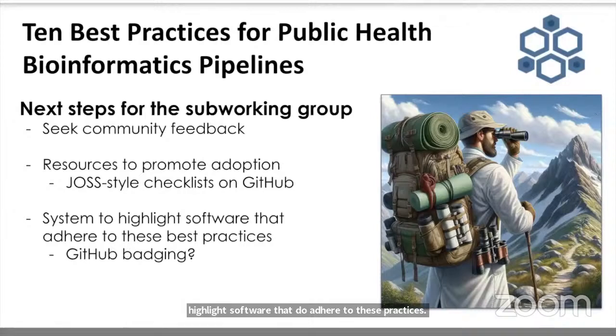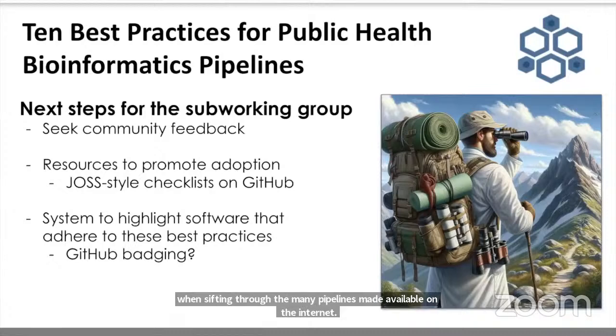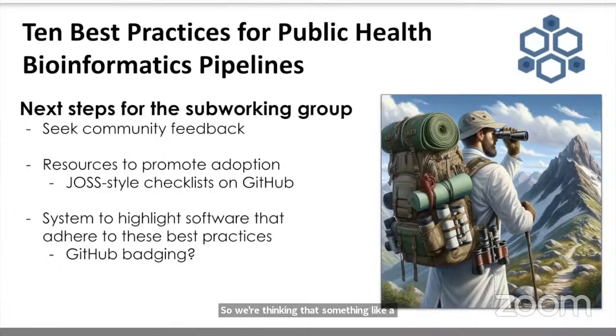This might be something we could accomplish with GitHub badges and may be most relevant to pipeline users within public health laboratories. For example, when a lab is looking for a pipeline that serves a specific function, it can be a bit daunting when sifting through the many pipelines made available on the internet. So we're thinking that something like a badge system or even a simple list of pipelines that meet these standards can help narrow that search space for public health laboratories.